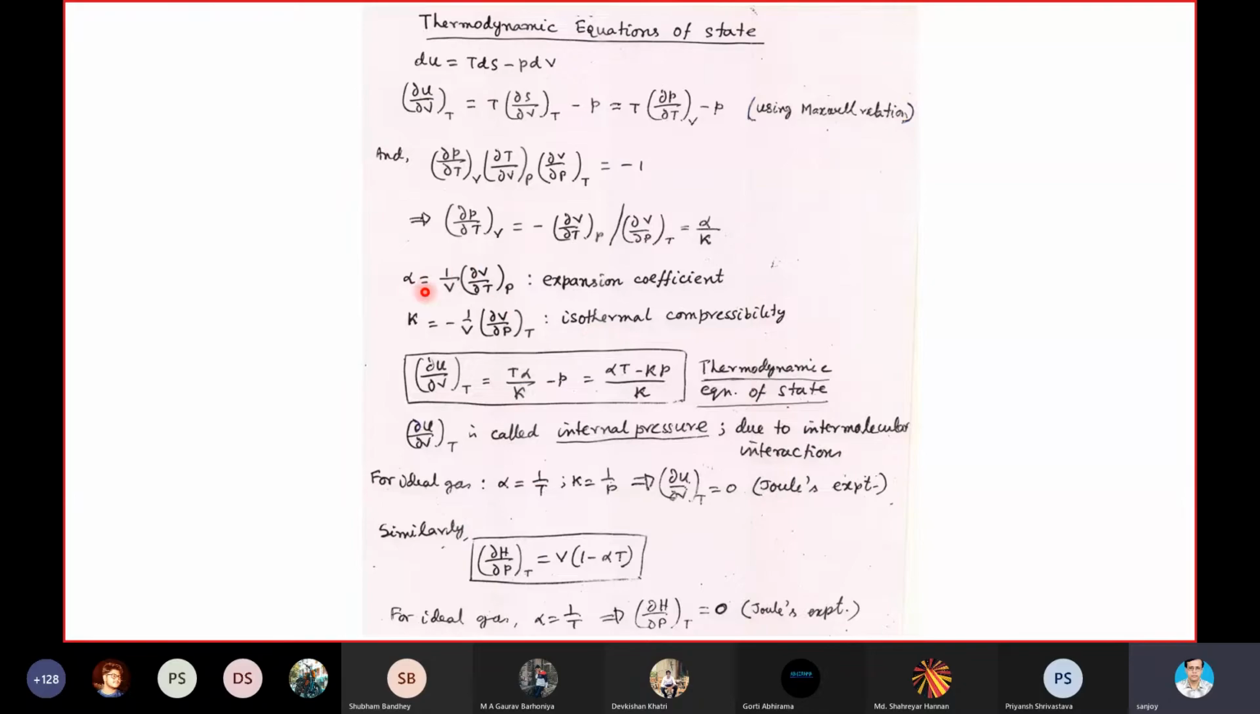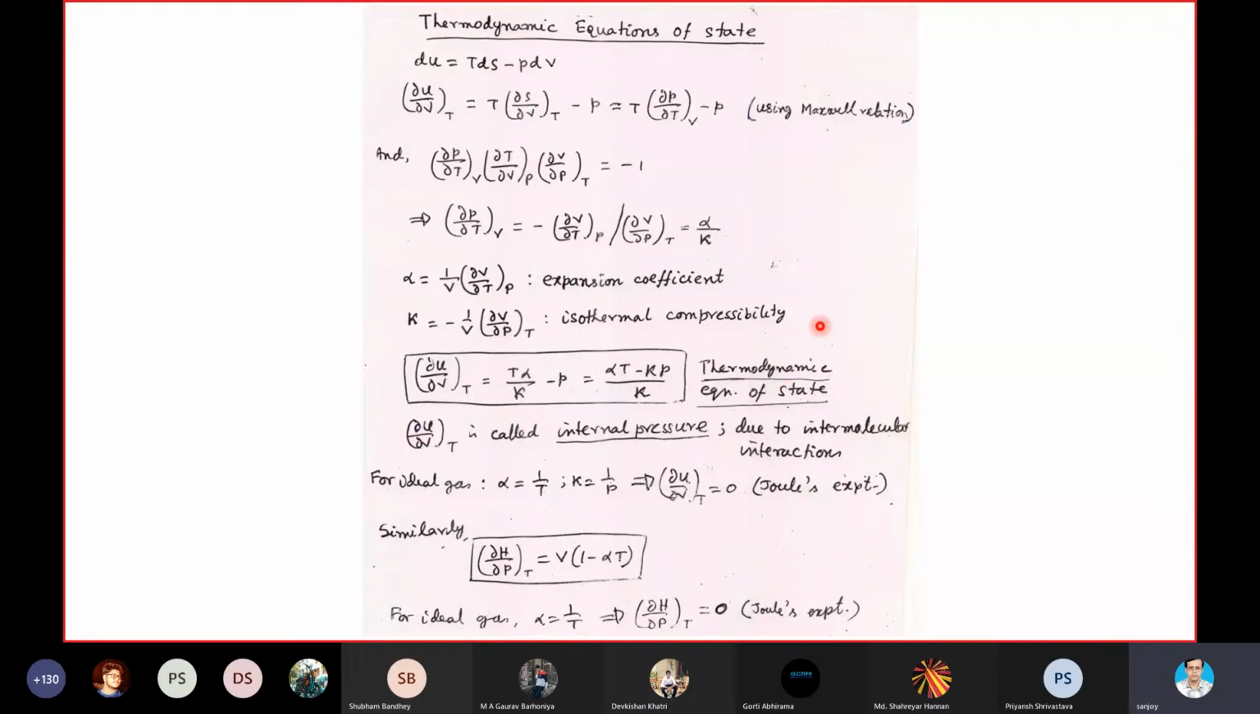Now, since these are measurable quantities, we are converting this into that. That's the reason why we wrote this expression. Now this one we substitute in the first equation. So we get an expression: del U del V at constant temperature is T alpha by kappa minus P. Or you write it down like this. Now this expression is known as the thermodynamic equation of state.